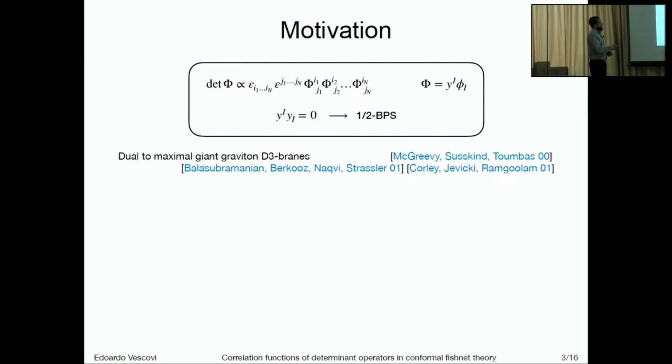I denote with phi a generic combination of the scalars. The y is the so-called polarization vector. It is a 6-dimensional vector, an array of numbers. And whenever you take it to be null, these operators are 1/2 BPS in the mother theory, in N=4 super Yang-Mills. They've been extensively studied also in holography.